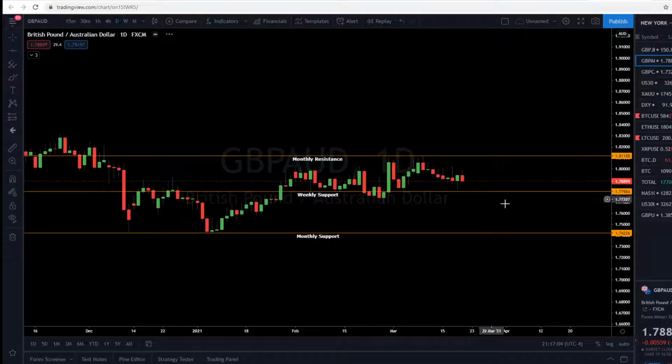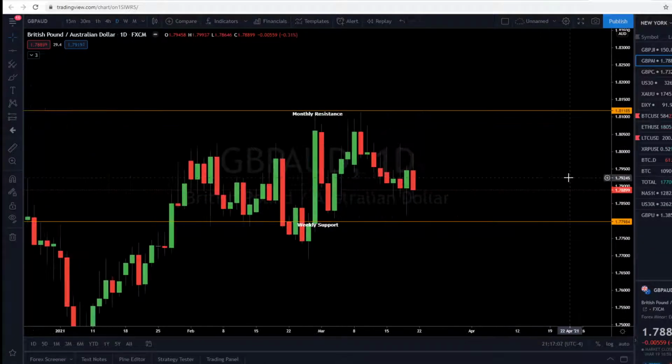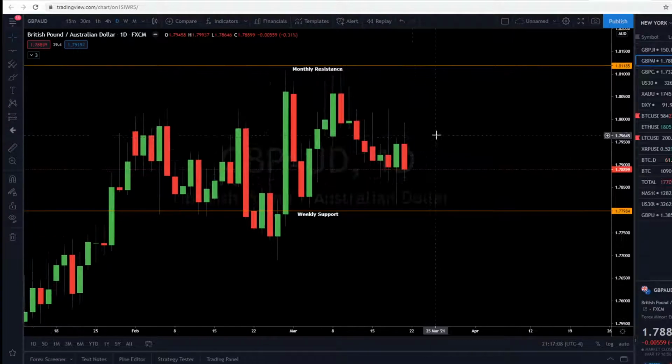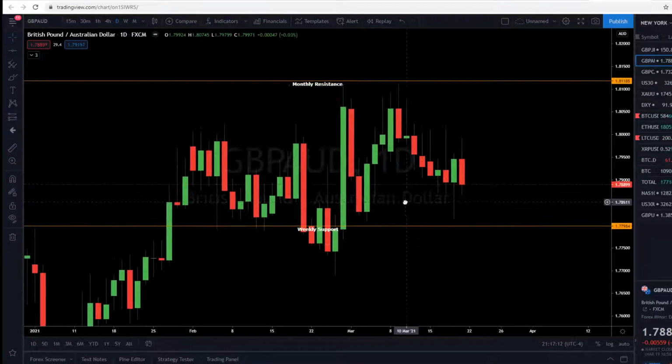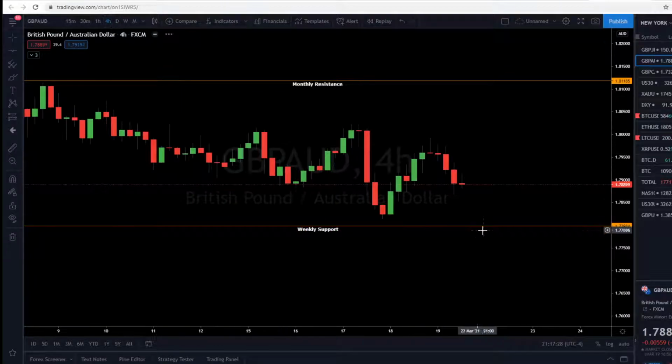Now let's break it down to the daily time frame. Daily is ranging heavily, so very sloppy price action on the daily. There really is no clear support or resistance because even though we could say that the resistance is right here and the support was right here that we're breaking, there are all these wicks to the downside and wicks to the upside indicating a range on lower time frames. So I'm not even going to mess with the daily. Let's take a look at the 4-hour time frame.